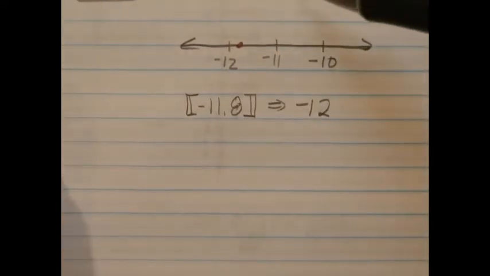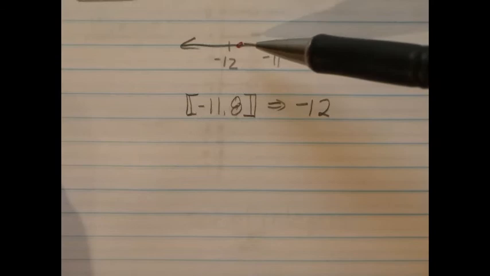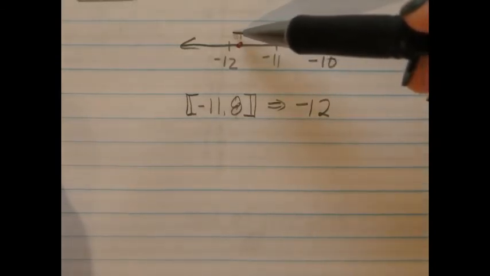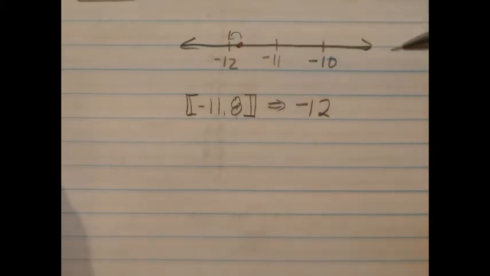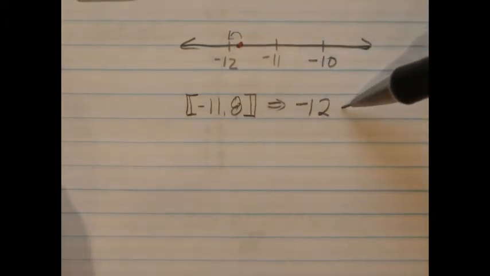Looking at the greatest integer function for negative 11.8. Here is negative 11.8, let's just say. Again, you always go to the left of the number. No matter what it is, it's always to the left, just like Beyonce's song. And we get negative 12.